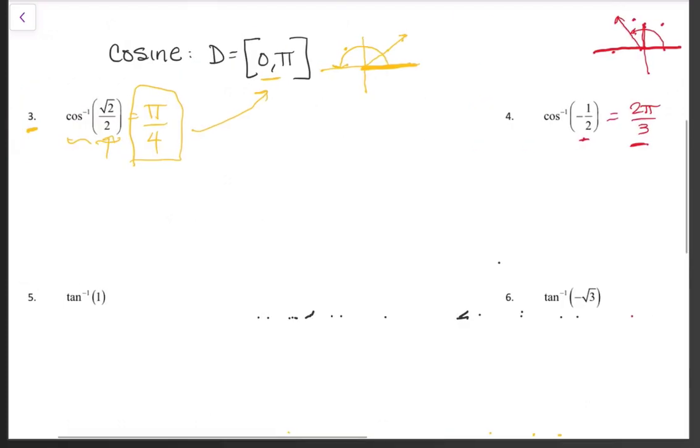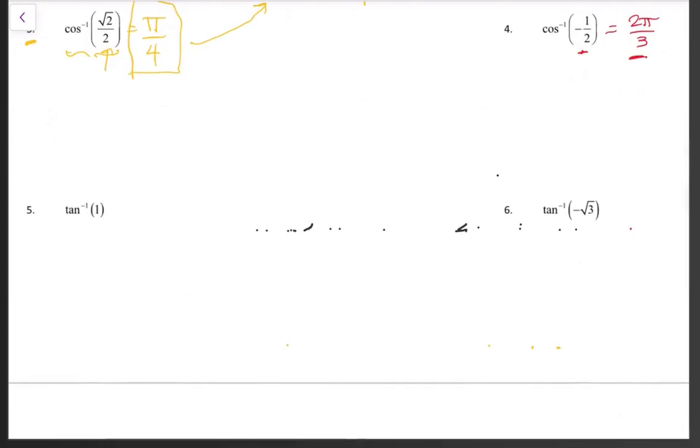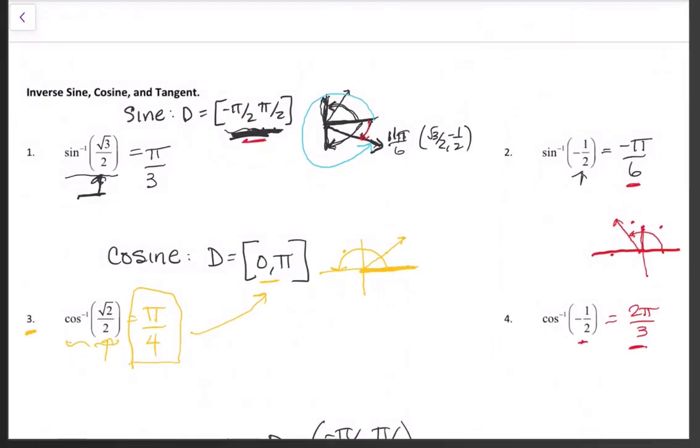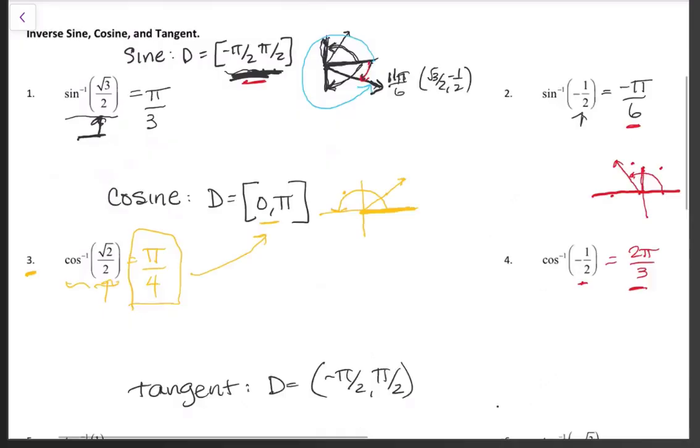On to tangent. When we move to tangent, again, we have a different restriction on what that domain is allowed to be. So for tangent, we know that our domain must be restricted to -pi over 2 to pi over 2. Now it's similar to sine. If you recall, sine was a restriction of domain from -pi over 2 to pi over 2, but we had brackets. So it included those two quadrantal angles.